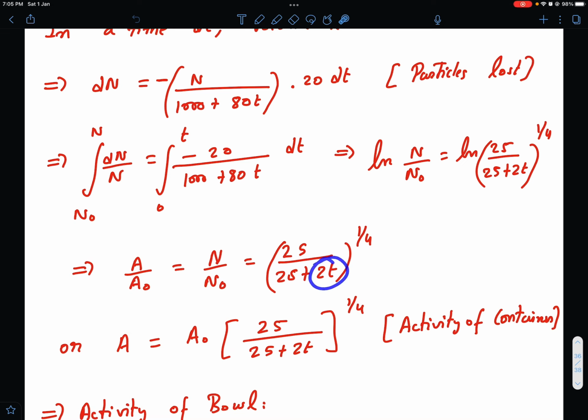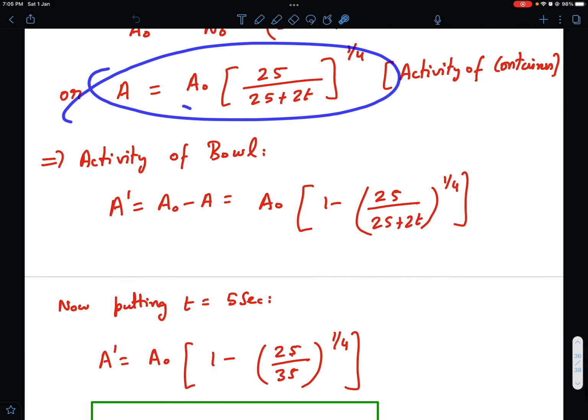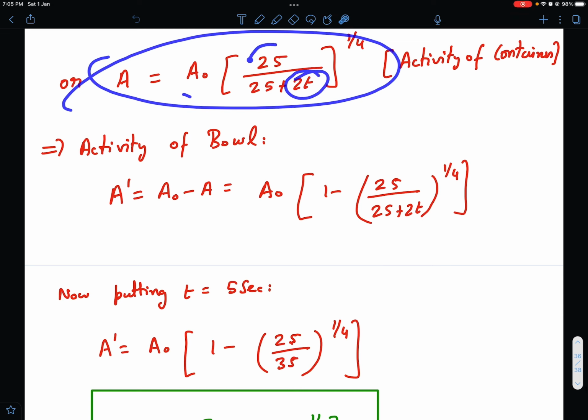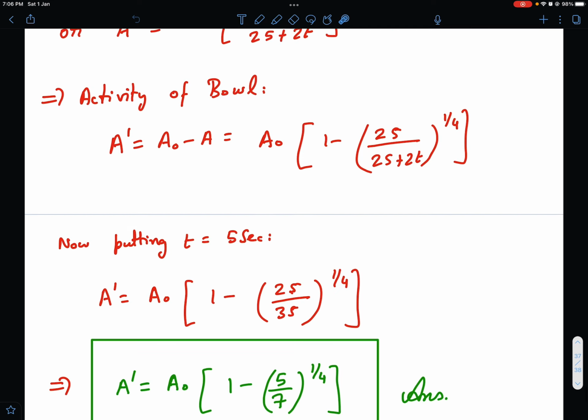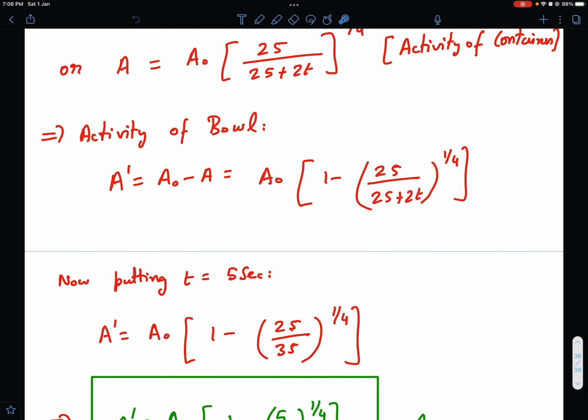And now I just need to substitute for time. So you take A naught over here and you can write activity at a general time t, and then put the value of t as 5 seconds. If you put t as 5 seconds, this becomes 25 divided by 25 plus 10, that is 25 by 35, which is nothing but 5 by 7, right? So this is activity of the container. A naught into 25 by 35 whole to the power 1 by 4.